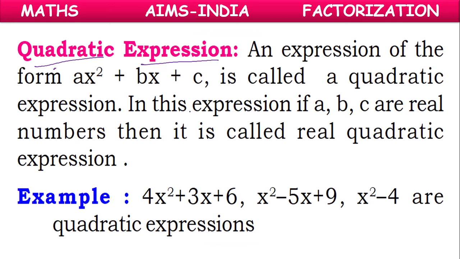Quadratic. Actually, the meaning of quadra is 2. So, a quadratic expression means an expression of the form ax square plus bx plus c, with an x square term, an x term, and a constant term. The x term means x power 1, and the constant term is the x power 0 term.